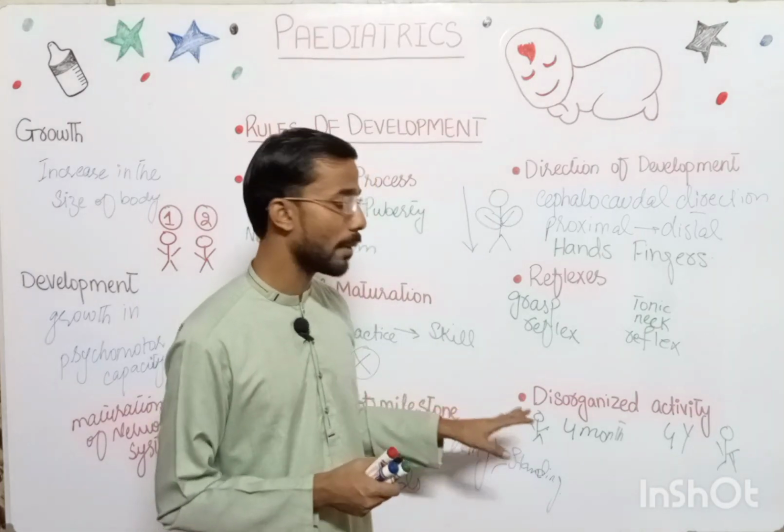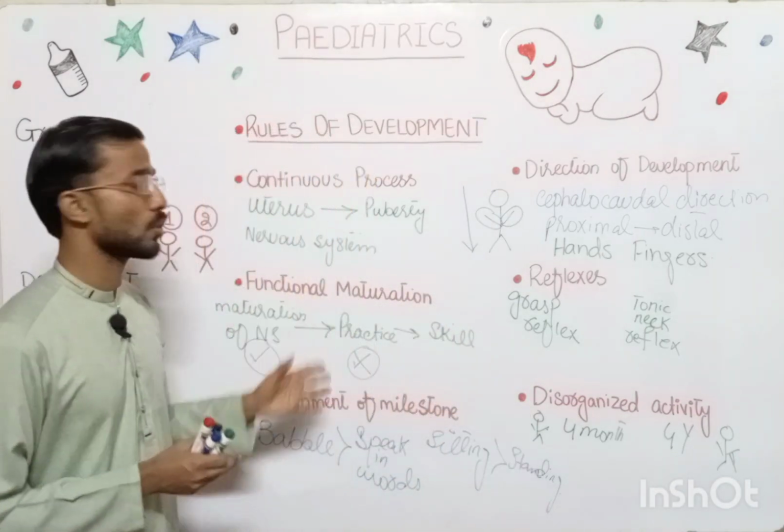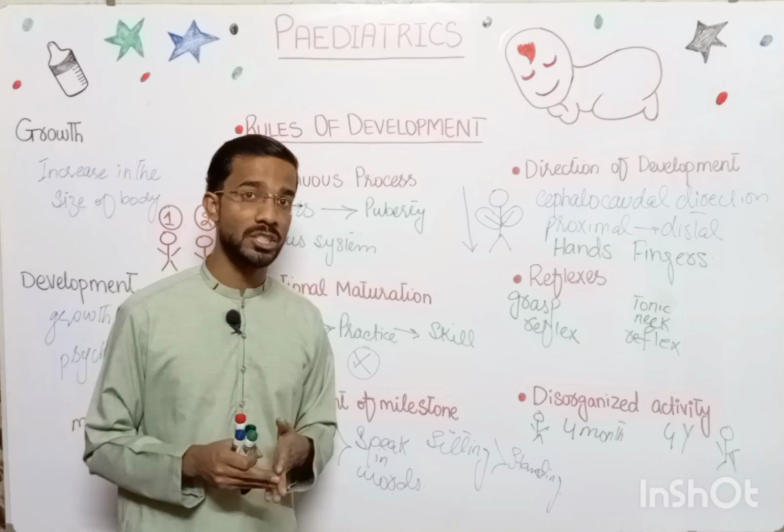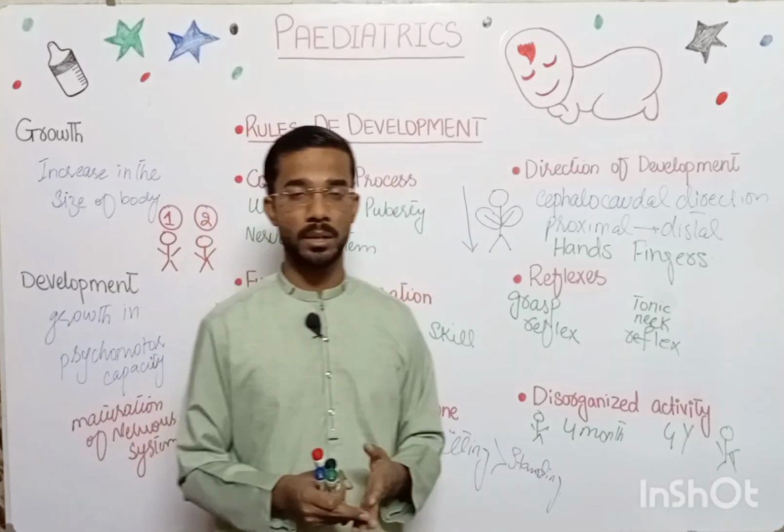So this is all about the basic rules of development through which we can check whether the nervous system is working properly or not.